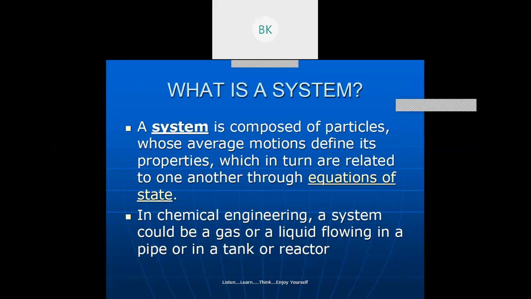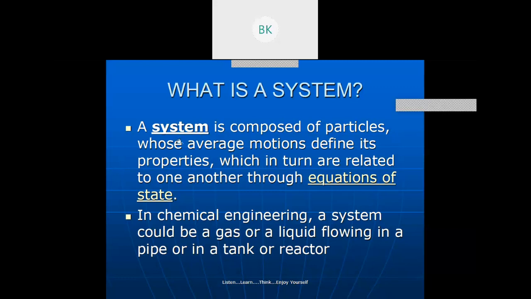I'll tell you exactly what it is. First, I gave the generalized definition: it is under consideration, it is outside the consideration, but what is exactly the meaning of the system? So I'll read the definition and then we'll try to elaborate. Now, what is the system? A system is composed of particles whose average motions define its properties, which in turn are related to one another through equations of state. Okay. Now, this is the definition of the system.